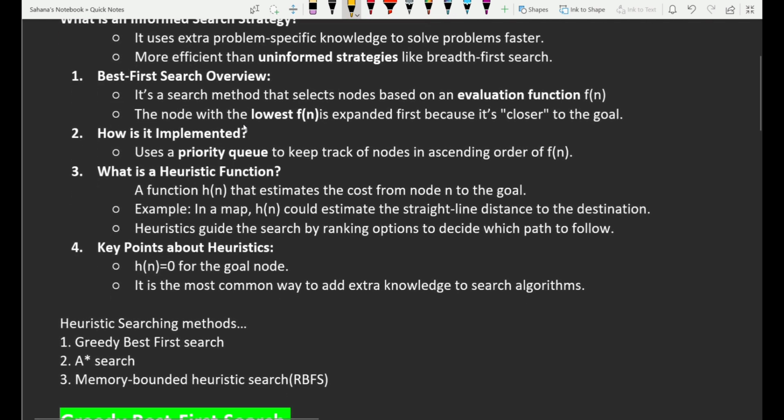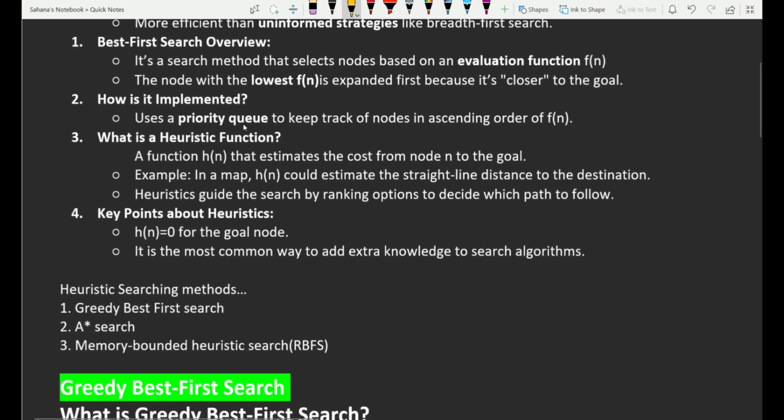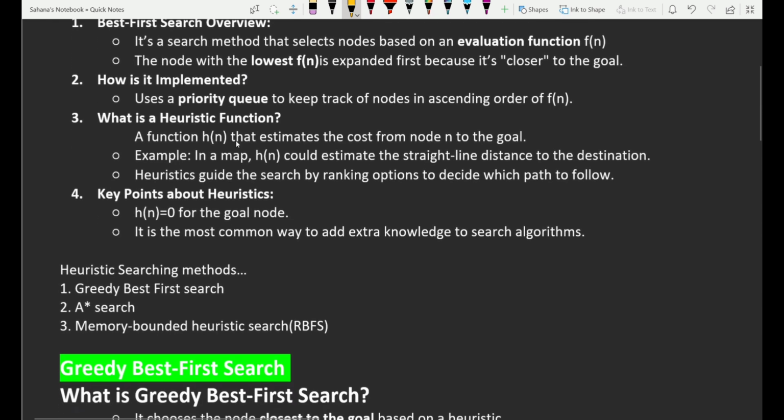Now we will see the best first search overview. It is a search method that selects a node based on an evaluation function. f of n is the evaluation function. The node with the lowest f of n is expanded first because it's closer to the goal. It is implemented using a priority queue to keep track of nodes in ascending order of f of n. A heuristic function is a function that estimates the cost from a node to the goal.